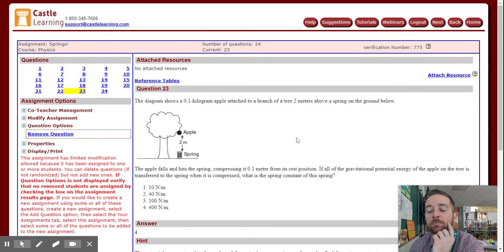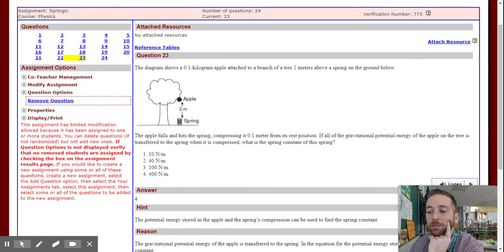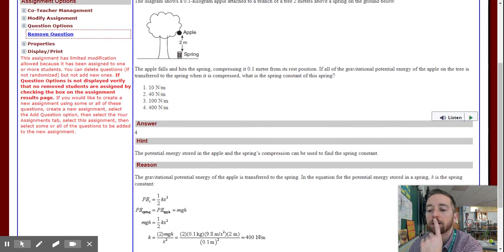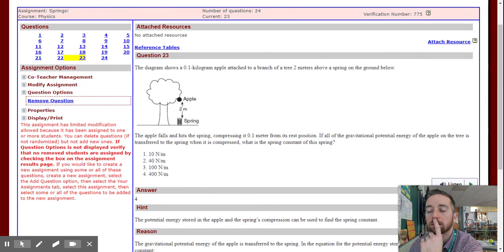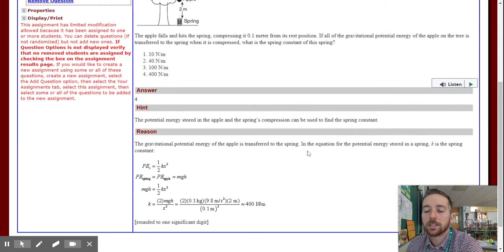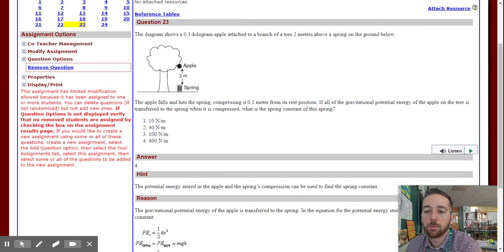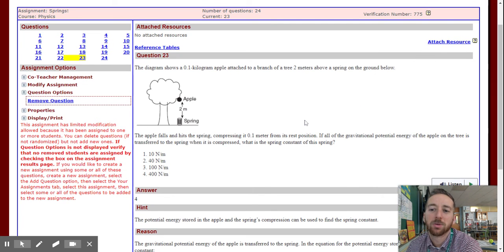Last 2 questions. Oh, an apple falling from a tree onto a spring. Newton would be so proud. It hits the spring. It compresses 0.1 meters from its rest position. What is the spring constant? All right, so this is similar. I'm trying to think of the question. I don't remember it. It was the one with the wind-up toy that hit a spring.